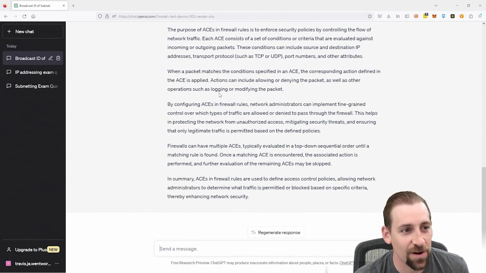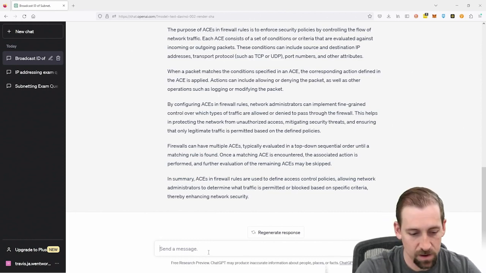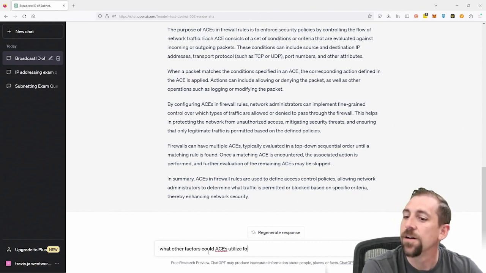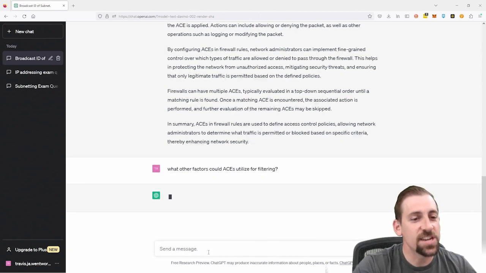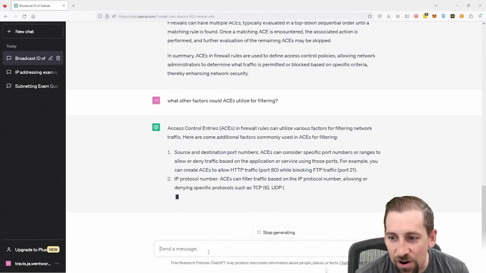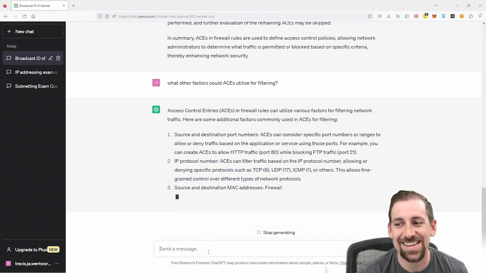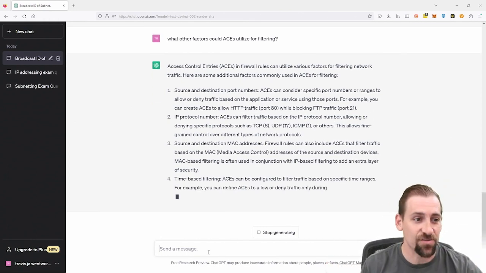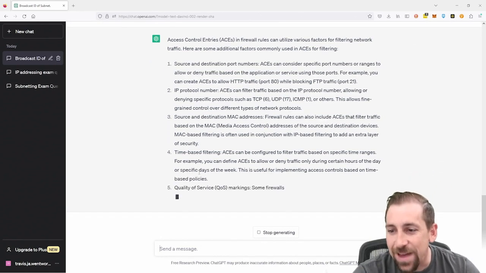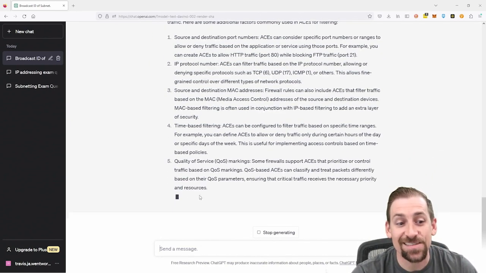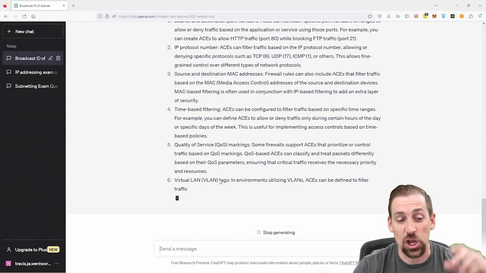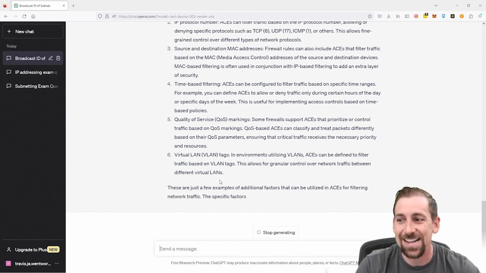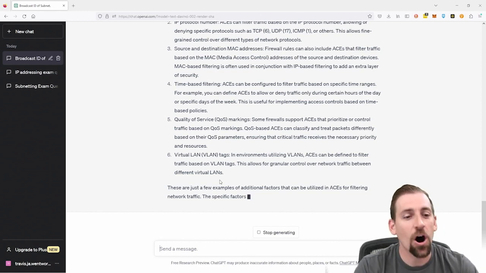We could ask ChatGPT to be more specific about other factors. What other factors could ACEs utilize for filtering? Let's continue to dig down the rabbit hole. IP protocol number, denying specific ports, source and destination MAC address. You could do this. We don't typically think of this in terms of a basic CCNA, but you can utilize MAC address. We could do time-based filtering, quality of service. We could utilize, let's say, DSCP, differentiated services code point headers, to facilitate quality of service filtration or prioritization in firewalls. Absolutely. VLAN IDs and tags in layer 3 switching, all of these are great examples.